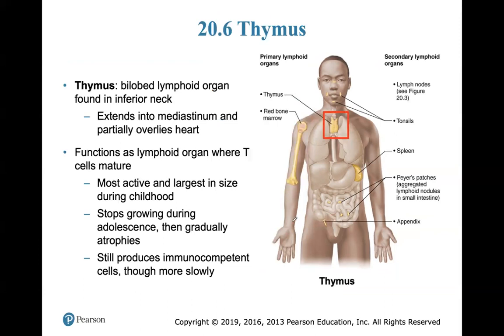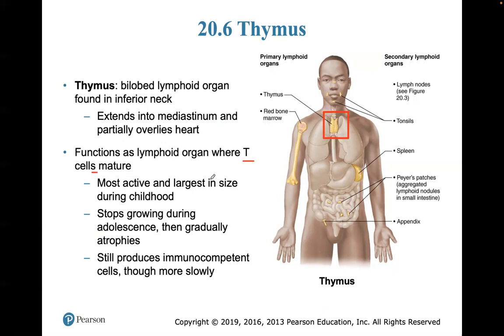Then comes the thymus. The thymus is in the inferior part of your neck. It partially overlies the heart, because this is where your heart is, in between the lungs, but the thymus is in the inferior part. It's a lymphoid organ where T cells mature. We spoke about this before. T cells originate in bone marrow, but they mature in the thymus.